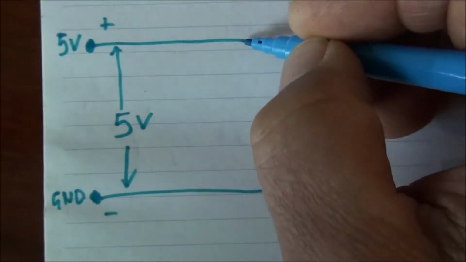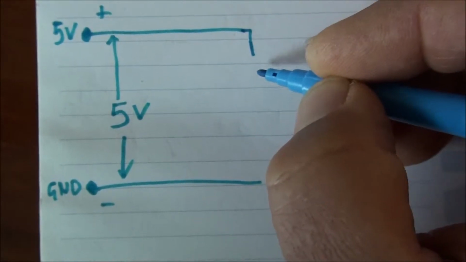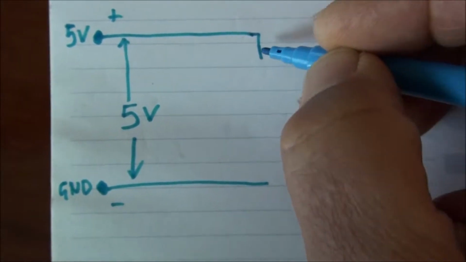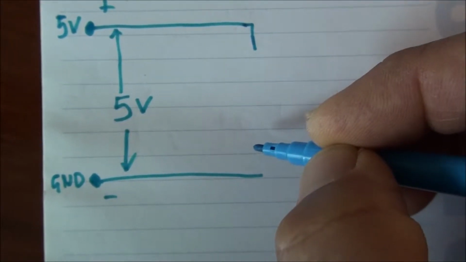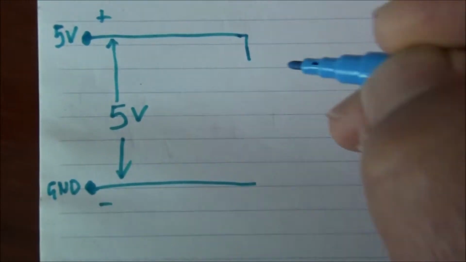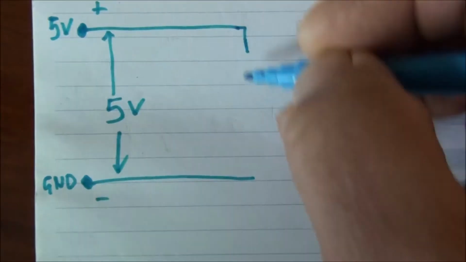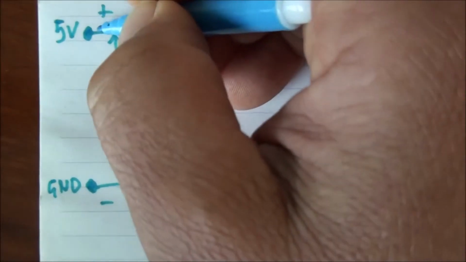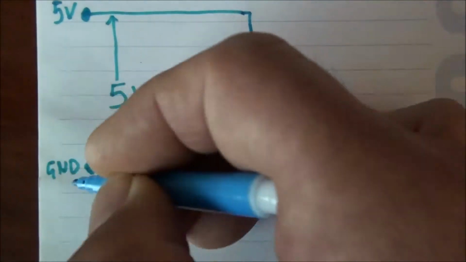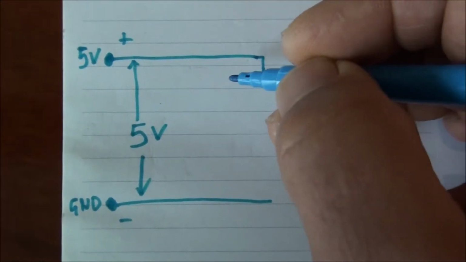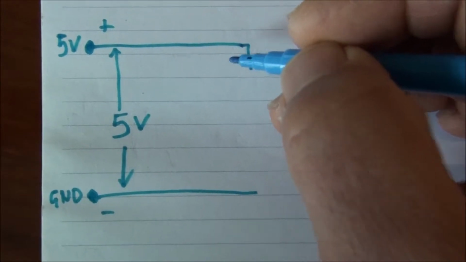Right. I'm going to draw the components, and as I said before, it doesn't matter if I put the resistor in front or behind the LED, because once I insert the resistor, it will control the current in every part of the circuit. In a series circuit, everywhere around the circuit, the current is the same.